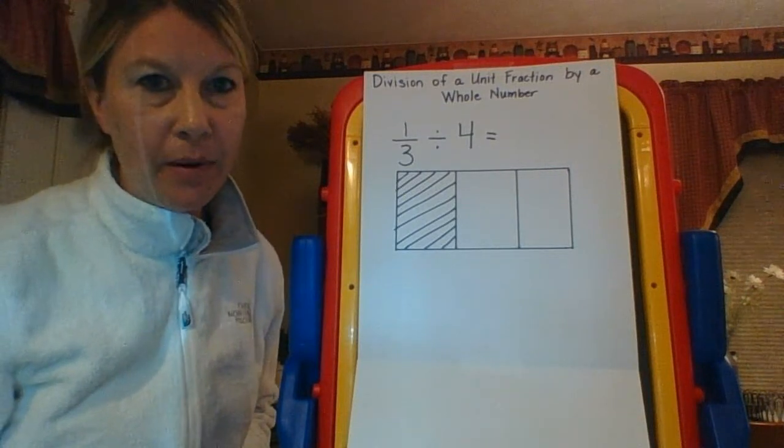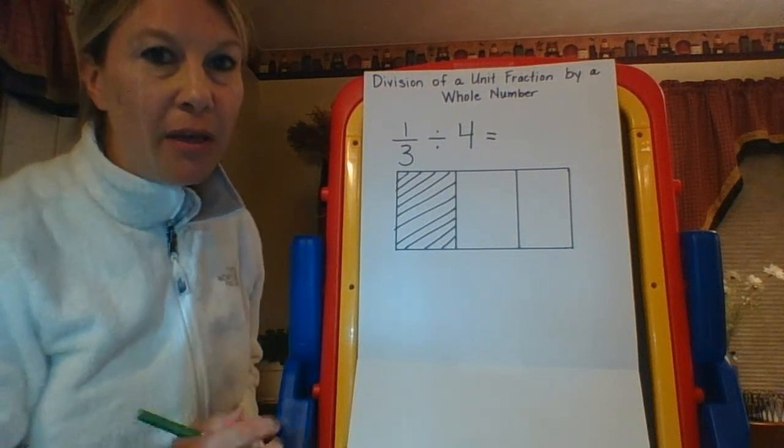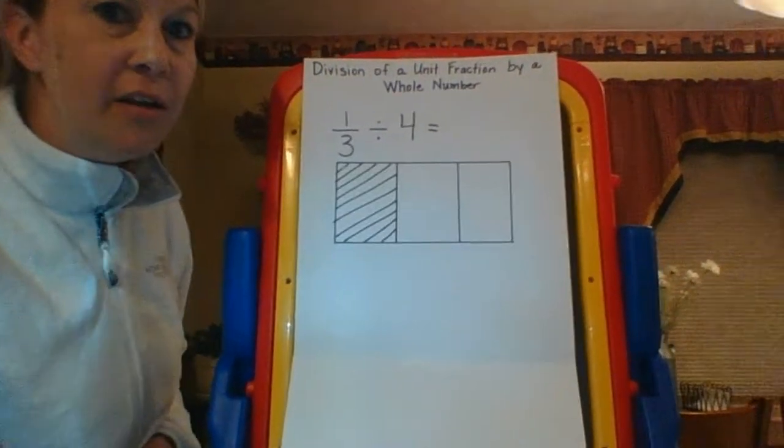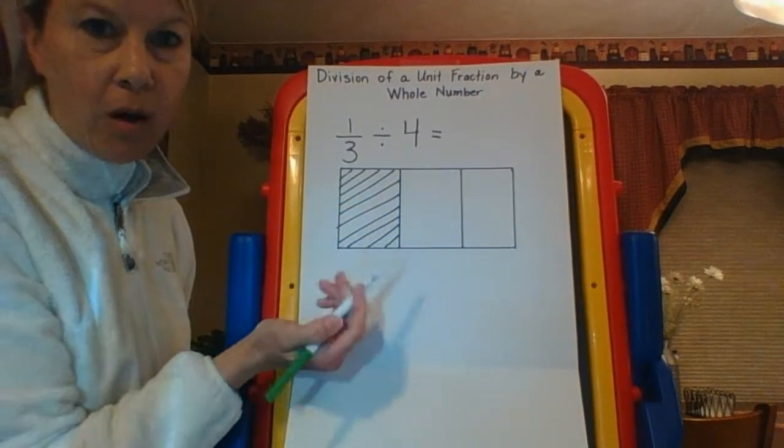Today I'm going to show you an example of how to make a model for division of a unit fraction by a whole number. So you can see I have my unit fraction of 1/3 and then I have it divided by 4 whole.